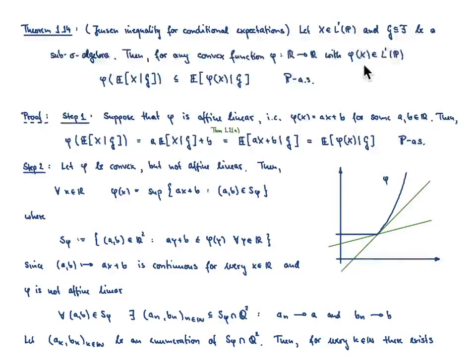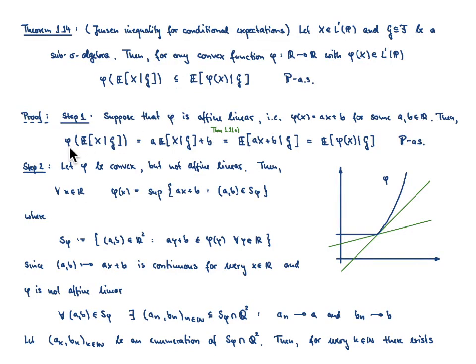So the proof goes again into two steps. And the first step is a trivial step. Namely, let us consider first of all the case when phi is an affine linear function, meaning that you can write phi of x as simply this function ax plus b. So a linear function, where a and b are just some real values. And then you see this theorem over here. First of all, the equality holds, and second, it's a trivial consequence of the linearity of the conditional expectation.